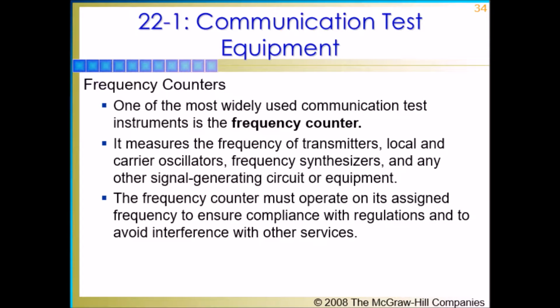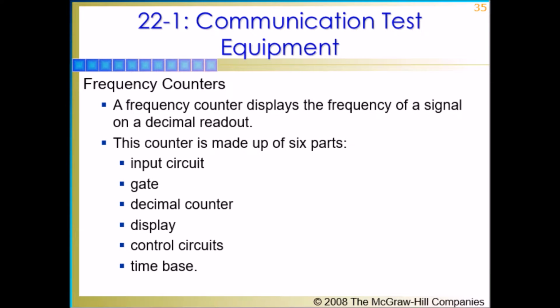A frequency counter is one of the most widely used communication test instruments. It measures the frequency of transmitters, local and carrier oscillators, frequency synthesizers, and other signal generating circuits or equipment. It is imperative that the frequency counter operate on its assigned frequency to ensure compliance with rules and regulations and to avoid interference with other services. A frequency counter displays the frequency of a signal on a decimal readout.